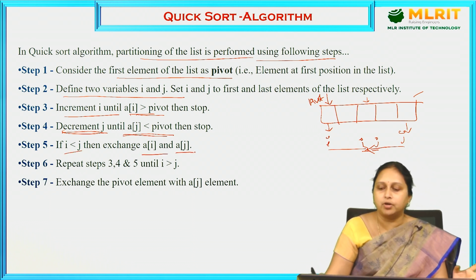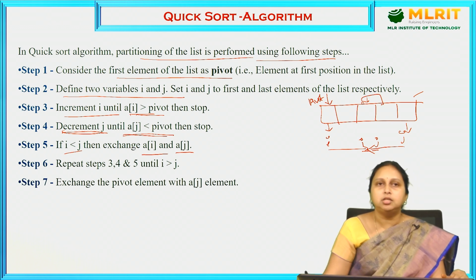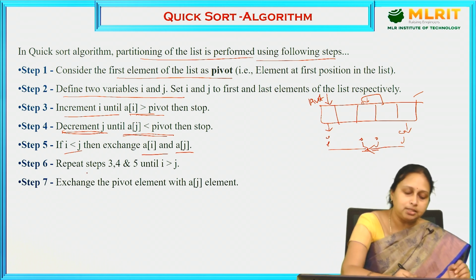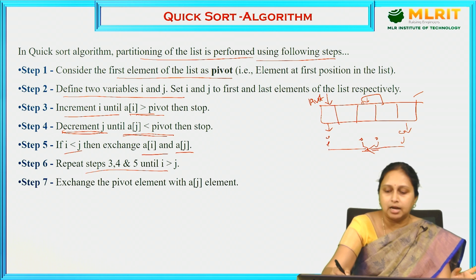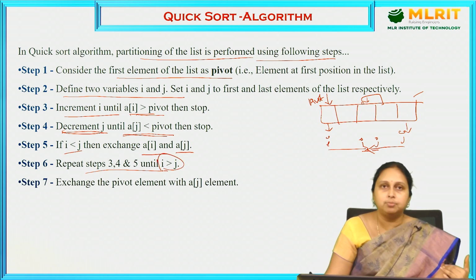The elements present in a of i and a of j, those two elements are going to be swapped. And then repeat these steps 3, 4, 5 until i is greater than j. Until this i greater than j condition, we are going to repeat the same steps.